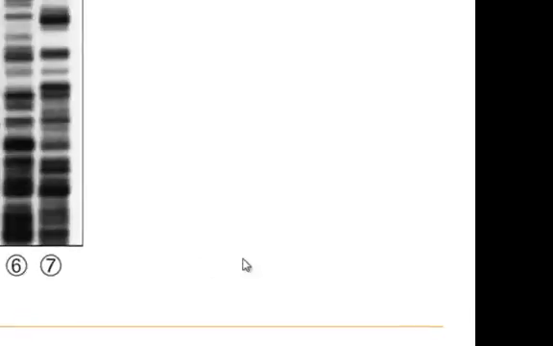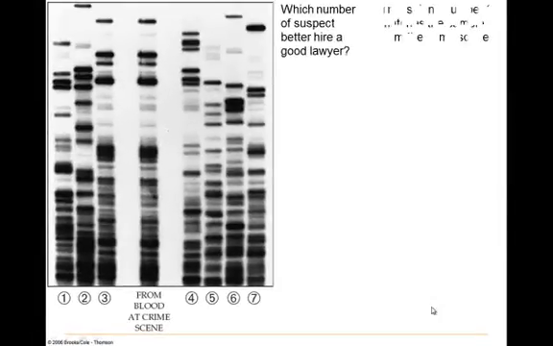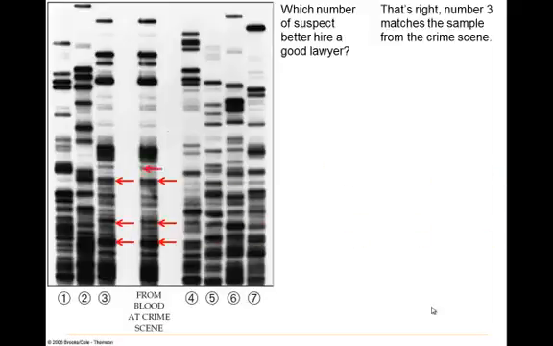And here is a gel. Now take a look at this gel. We have, it looks like, eight lanes in this gel, and the one here in the center is from the blood at the crime scene. Which one of these numbered suspects better get themselves a good lawyer? Well, if you look closely, you can see without difficulty that it better be number 3. We can see that the bands match up. I just put a few arrows in. I could have put a lot more because the banding is identical top to bottom. And so you can see how each individual produces a unique pattern of bands.